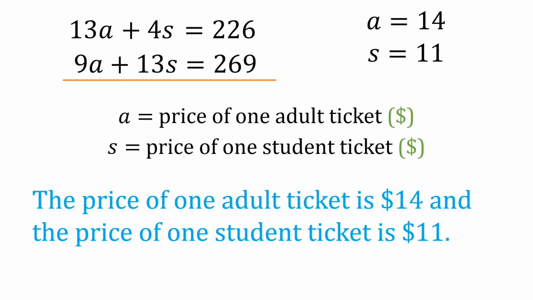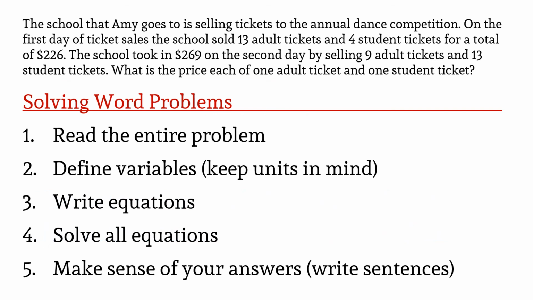So we worked through that problem. You'll see the entire problem at the top, and we worked through it using our 5-step approach for solving word problems. We started by reading the entire problem. We defined the variables, based on the information we were looking for, and we noted the units in each case. We wrote all the equations we could based on the information we had, and then we solved the system of equations we had written. And at the end, we revisited our variable definitions and made sense of the answers by writing sentences.